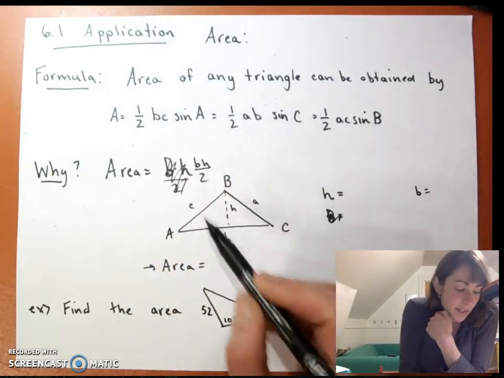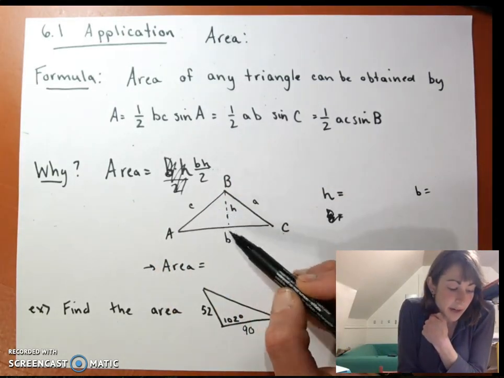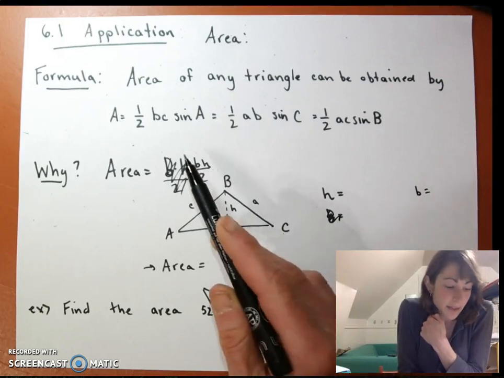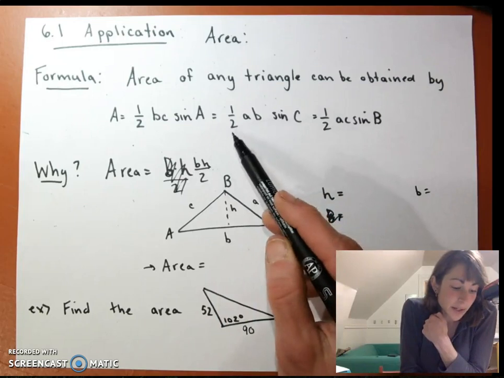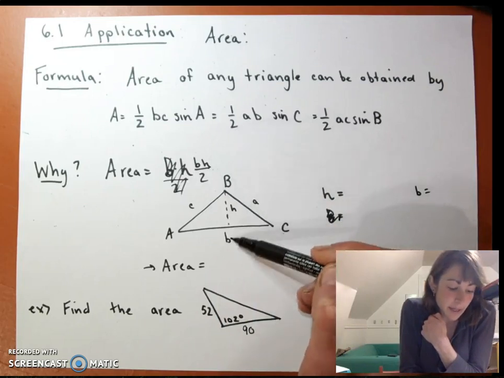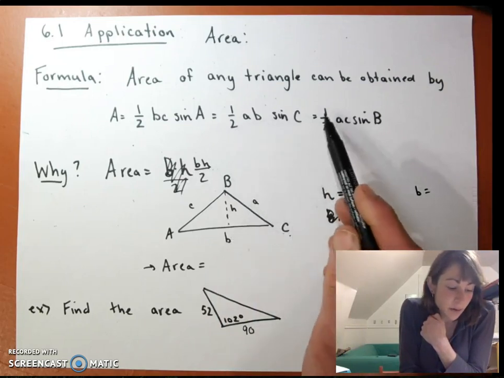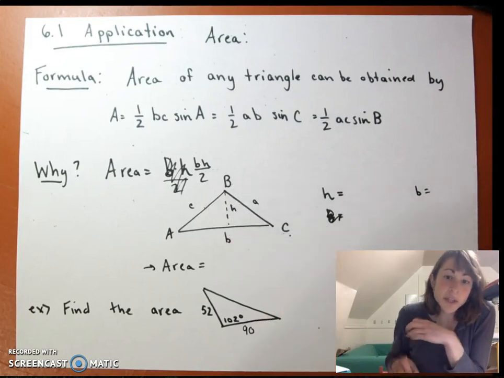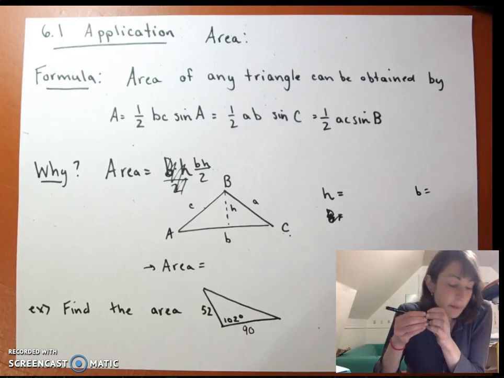So we can calculate the area by taking the product of two sides and the sine of the angle between them, and then dividing by 2. So I could also do 1/2 AB sine C, or 1/2 AC sine B. So I want to quickly show you where this formula comes from.